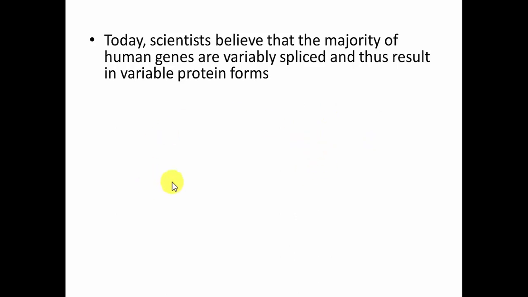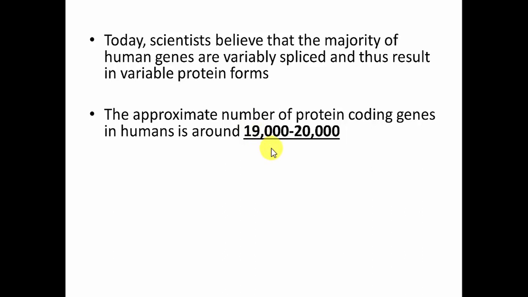So today, scientists believe that the majority of human genes are variably or alternatively spliced and thus result in variable protein forms. The Human Genome Project has shown us that there are somewhere between 19 and 20,000 protein coding genes in the human body. And the number is not exact. It's below 20,000, last estimate I saw, and somewhere above 19,000. And it continues to be changed. So by the time you're watching this, it may actually be a little bit different, but it's around this number.